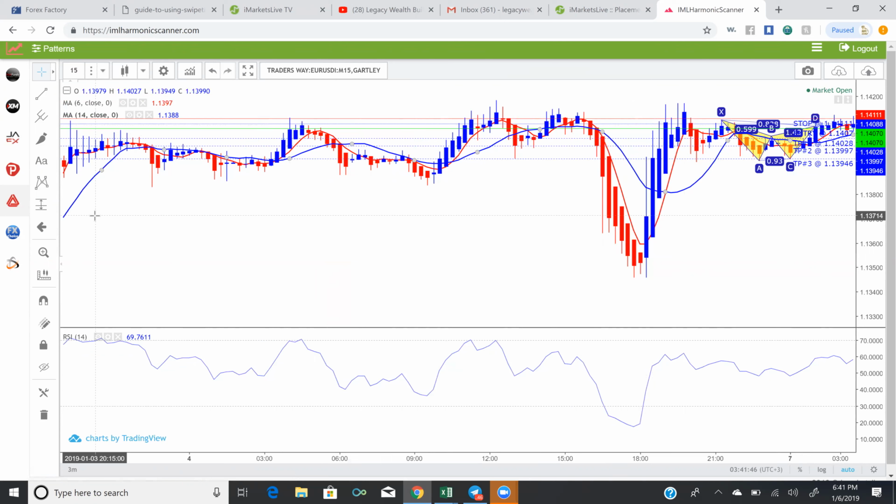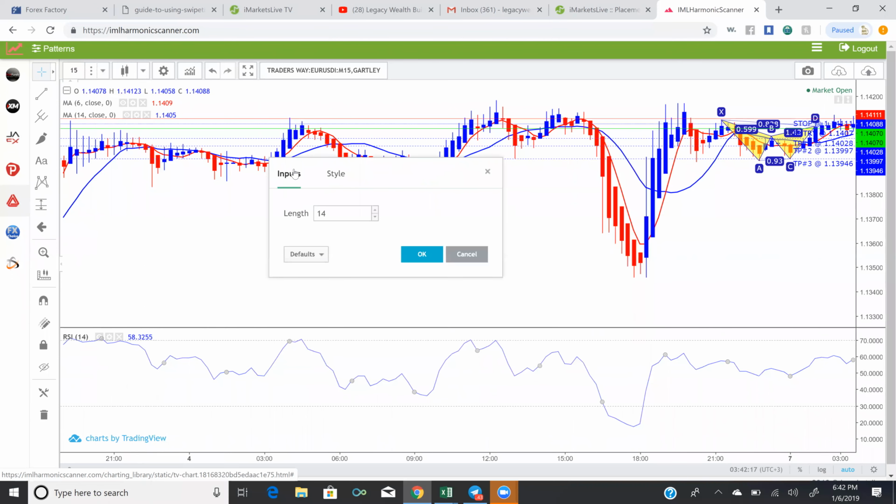The next thing I want to do is go to indicators, and I'm going to fix this window here. So don't go to indicators, go to RSI. This is the second window. Click the wheel, go to inputs, change it to 10.